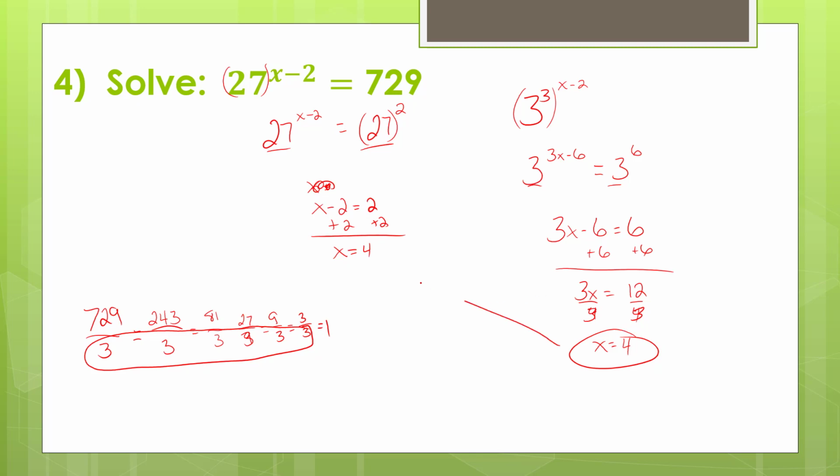Either way we did this, we ended up with the same solution. One involved me knowing that 27 squared is 729. The other, we broke both sides of the equation down to a very small base.